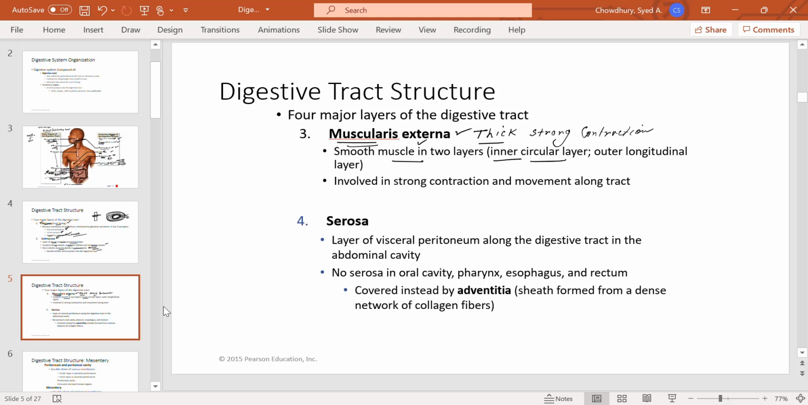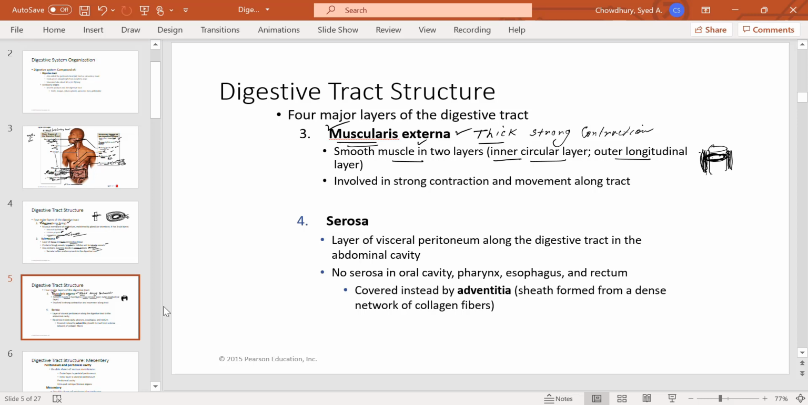Inner layer is circular and outer longitudinal. If you see the wall, the inner layer's smooth muscle fibers are going this way, that's why circular, and outer fibers are going like this, that's why these are called the longitudinal fibers. Okay, so in this layer, muscularis externa, the smooth muscle fibers are arranged in two ways: circular inner and outer longitudinal. And this type of arrangement helps in the contraction in different directions.